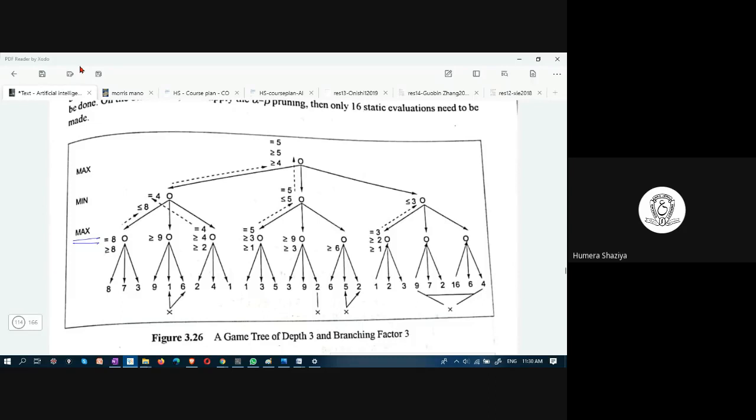At this node, the goal is greater or equal to 9. Because the goal is greater or equal to 9, these are 1, 6. These 1, 6 values can be pruned, can be directly removed. There is no need to explore because the bound is greater or equal to 9.